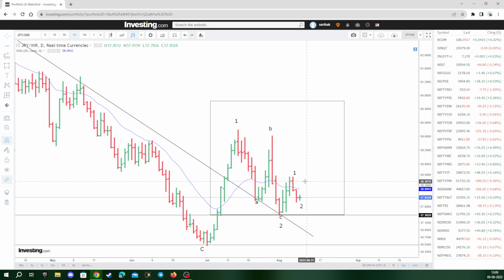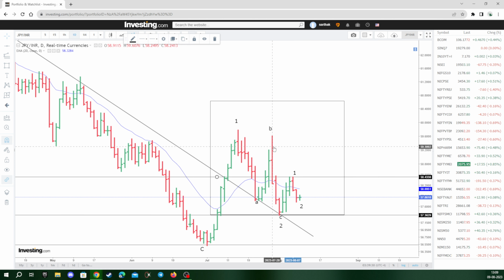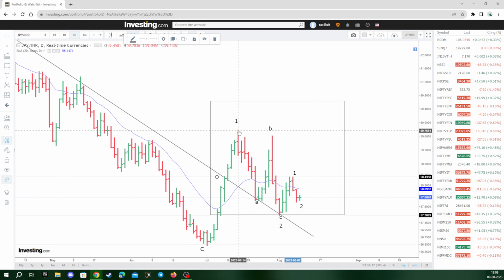I'll buy 20-30% more, say when it starts to close above the 20 EMA. So the 20 EMA is around 58.0943. So when it starts to close over 58.0943, then I'll add more. Then I'll wait for the swing high. So the swing high is around 58.4338. Then I'll add more, and by the time it starts to close above, let's say, the previous swing high of wave 1, that is 59.7654, I'll be equipped with 100% of my position.